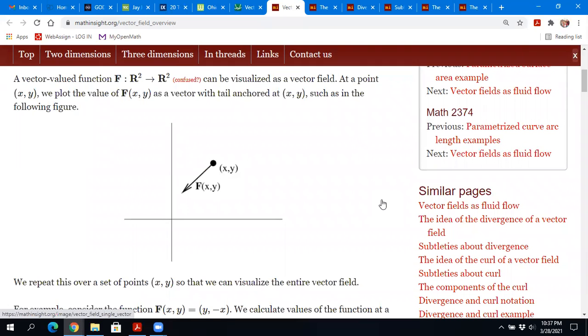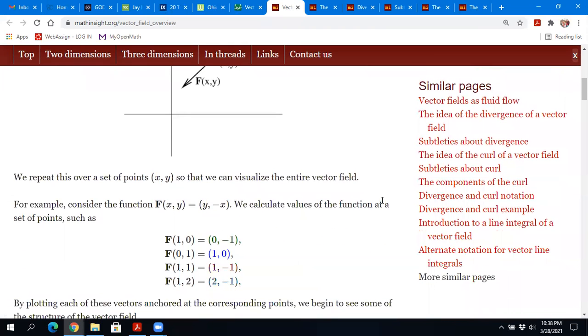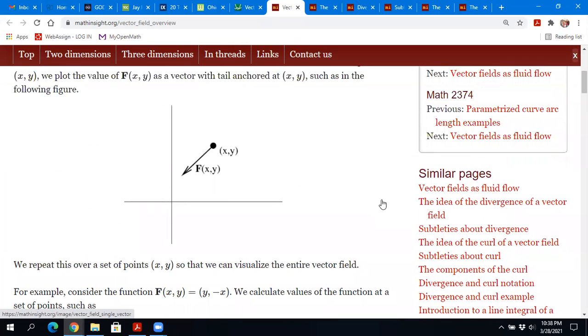And here's the picture that they do. So here's the input (x, y), and then whatever F of (x, y) is, they draw it as a vector emanating from (x, y). Okay. And what you do to get an idea of what the entire vector field is doing, rather than just at a single point, is you plot this at various points. And there are lots of resources online that you could go check out on your own and actually graph certain vector fields that are given to you.